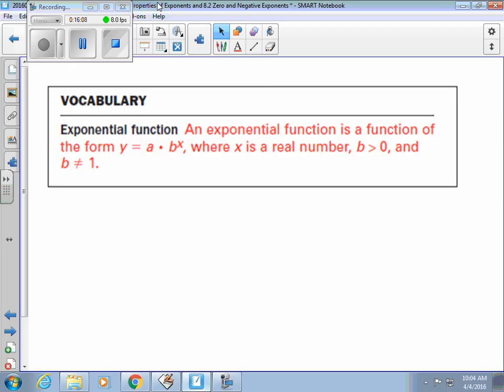The exponential function is a function of the form y equals a times b to the x, where x is a real number greater than 0, and b is not the number 1. Because if it were 1, it wouldn't matter what we raised it to. It would still be y equals a, because a times 1 would simply be a, no matter whatever it is. So an exponential function is something that has an exponent in it. That's all this is saying. It's like you identify a variable function as having a variable in it. An exponential function has an exponent in it.